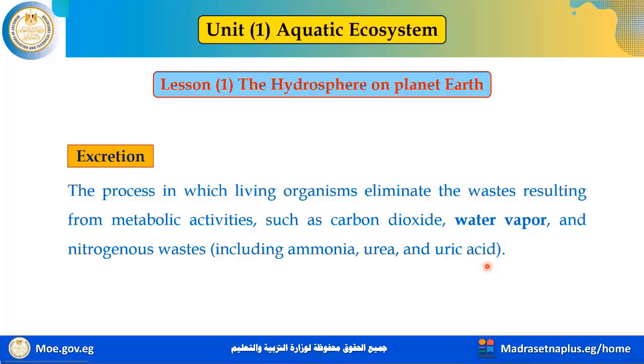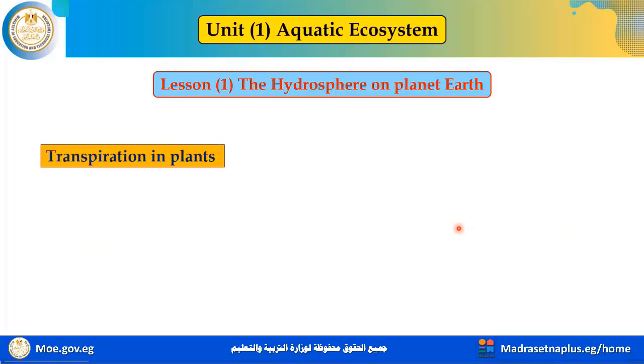And don't forget, I will remind you again: excretion is a source of what? Yes, it's a source of water vapor. Let's go to transpiration in plants.